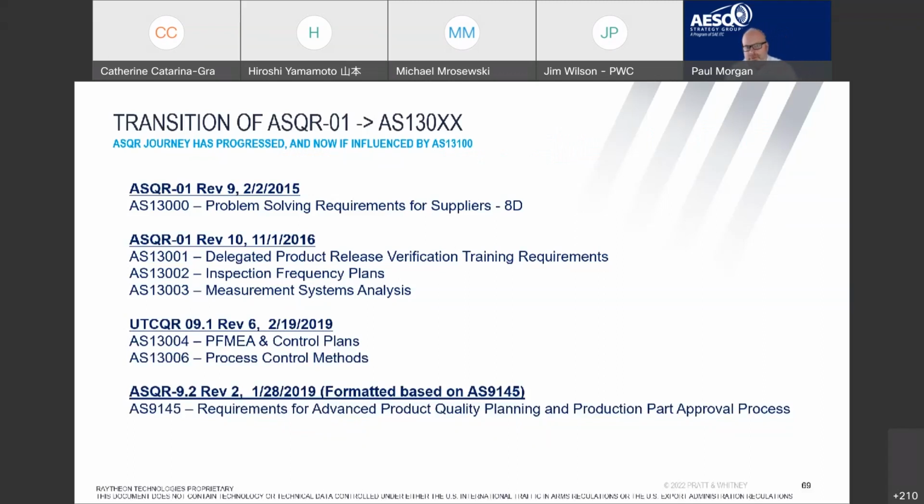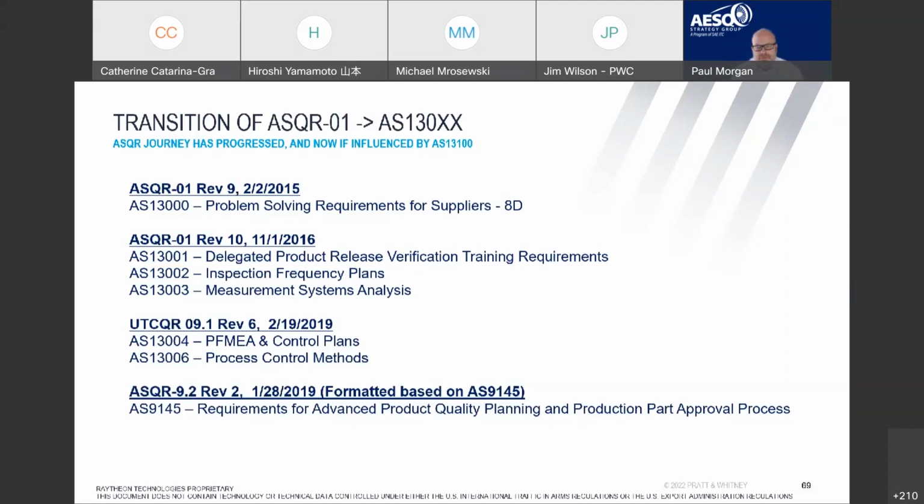So for us, Pratt & Whitney through the years has issued requirements through our AESQ 01 series. And there's been a transition, a journey through the last few years, involving problem solving. It's involving delegated product release, inspection plans, measurement system analysis, and so forth.